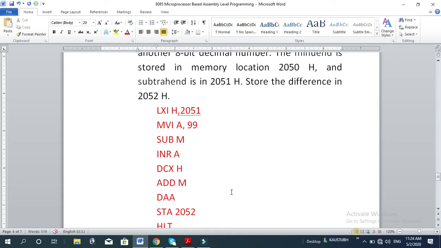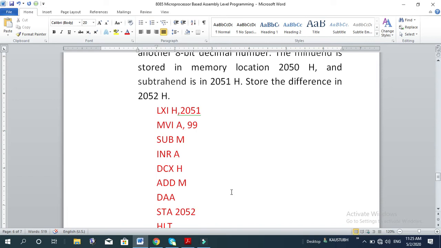So DAA can be used only immediately after an addition instruction like ADD or ADC. Therefore, while doing subtraction of decimal numbers, we should follow the method of complement. As you know, in binary subtraction we use the method of 2's complement. Suppose x1 minus x2 in binary: we represent minus x2 in 2's complement form, and then that 2's complement form of minus x2 is added with x1.